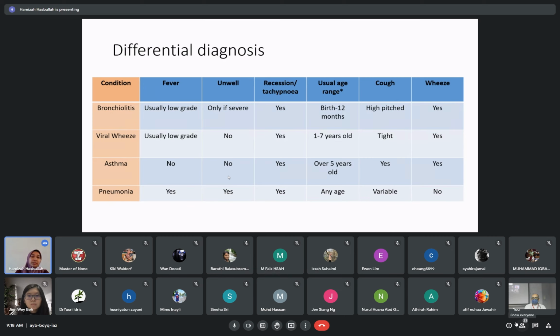Asthma, usually tak ada fever. Patient was previously well, ada recession and tachypnea. Usual age range is over 5 years old. Ada cough, boleh ada wheeze. And pneumonia, boleh ada semua ni lah.